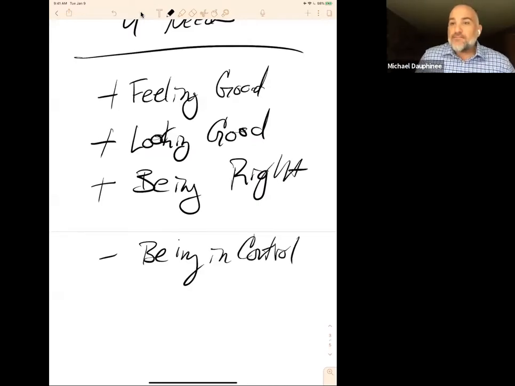Being in control. Okay. And so when it comes to being in control, it's a thought of, I can't be a person who doesn't have control. What if something happens beyond me? What if something is not in my control? I'm a person who knows what to do and knows how to be in control.